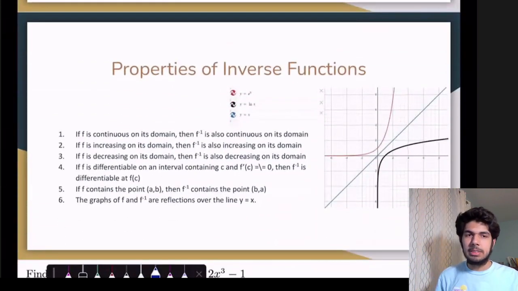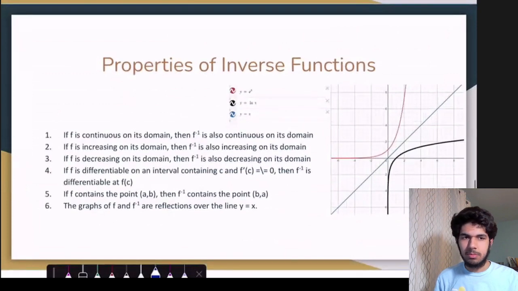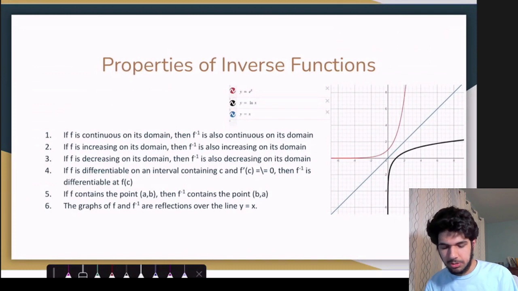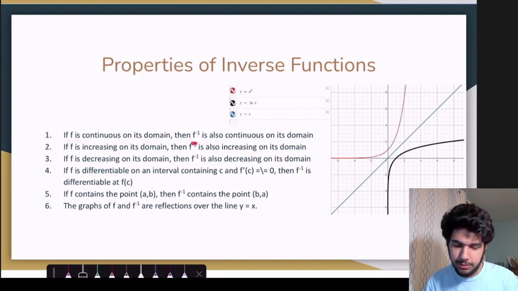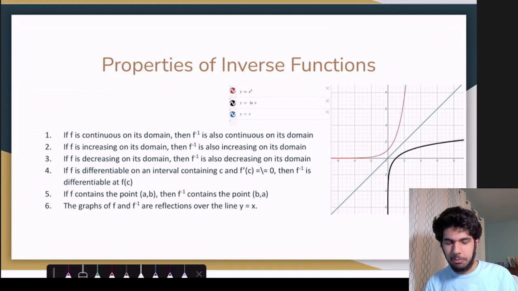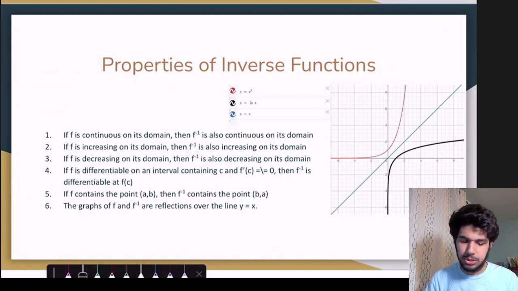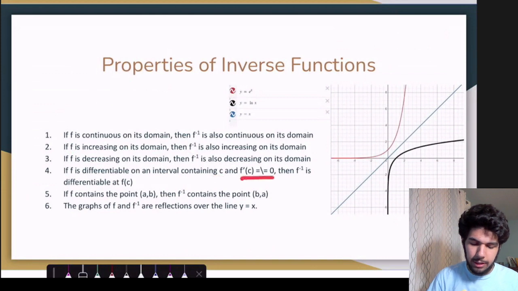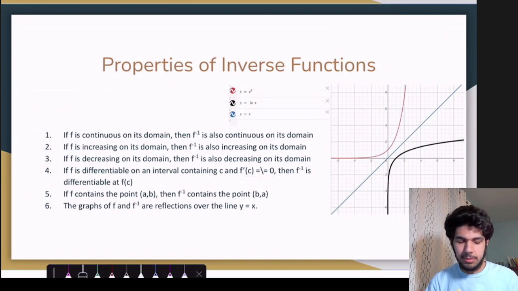Now there's some properties about inverse functions that we should be relatively familiar with. And the first one is about continuity. So if f is continuous, then f inverse is also continuous. Then we have stuff about increasing and decreasing, where f and f inverse are similarly related in whether they're increasing or decreasing. Differentiability also carries through, so if f is differentiable on an interval containing c, and f prime of c does not equal 0, then the inverse is also differentiable at f of c.